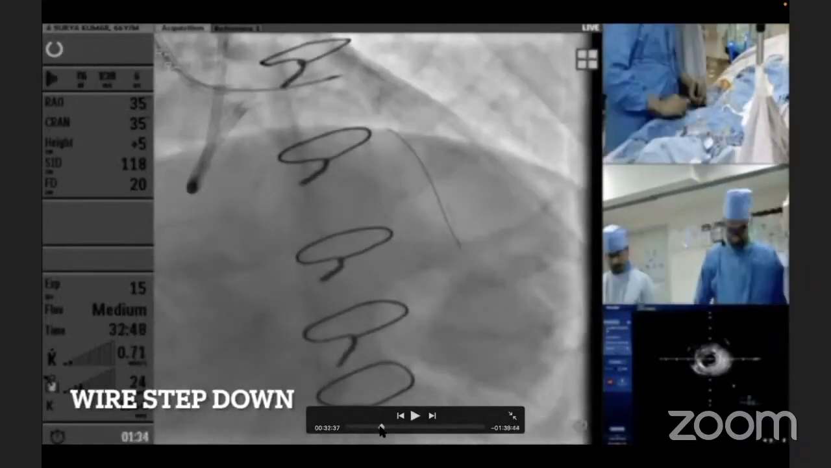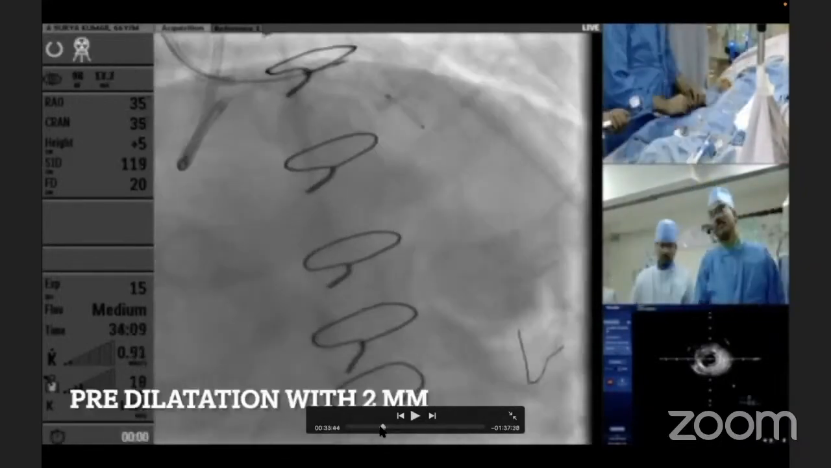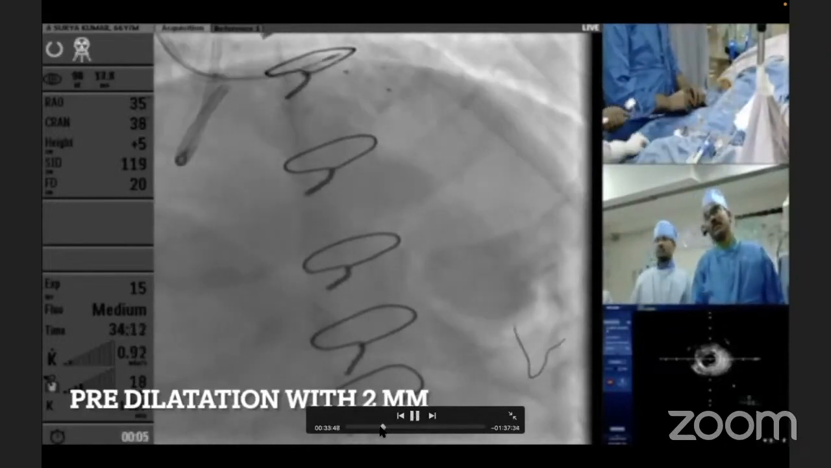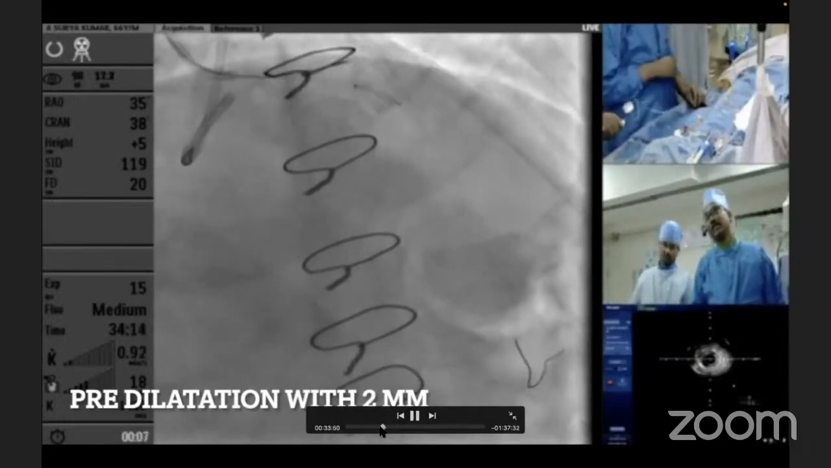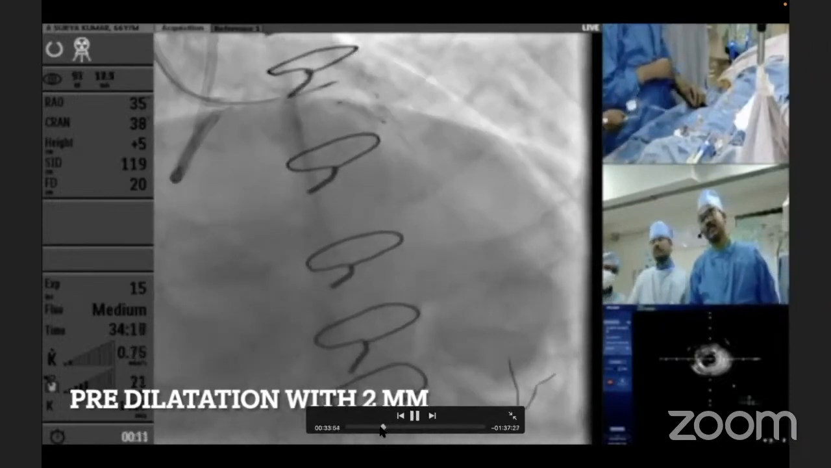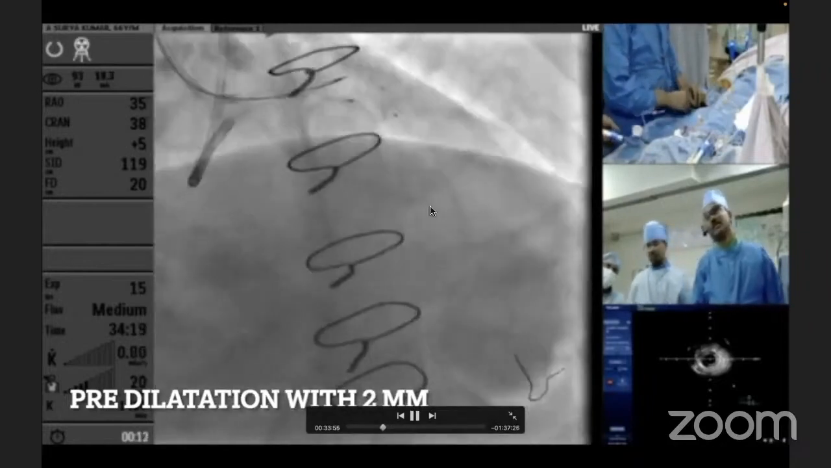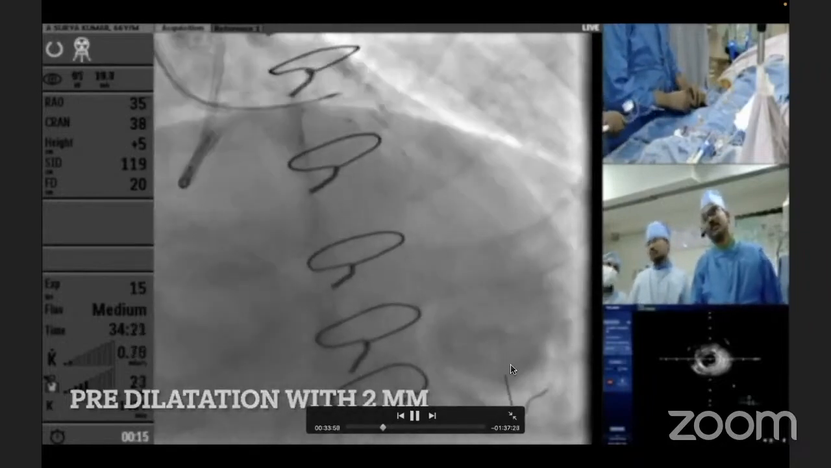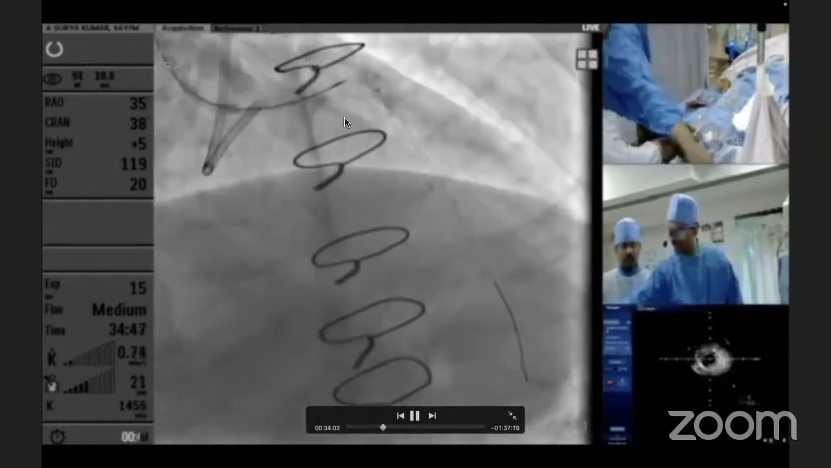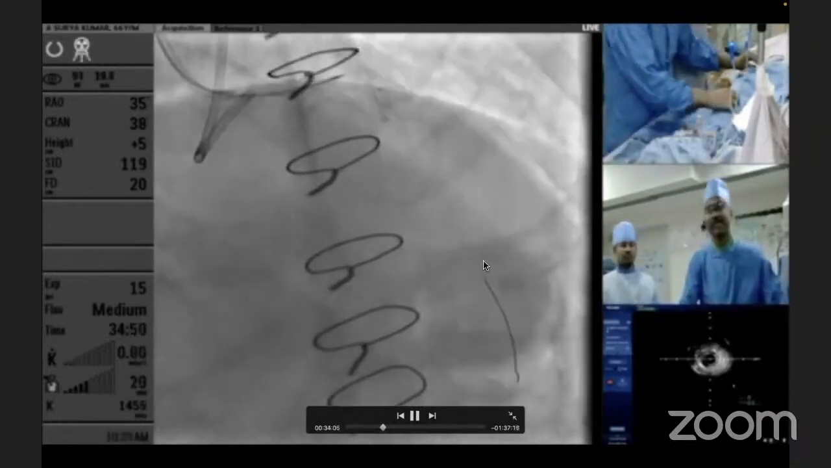So it's all a review of what we spoke. What I did is we dilated initially with a 1.25 balloon and then with a 1.5 balloon to create a space. After that, we exchanged the wire. Now you can see this is a wire with 150 outside.